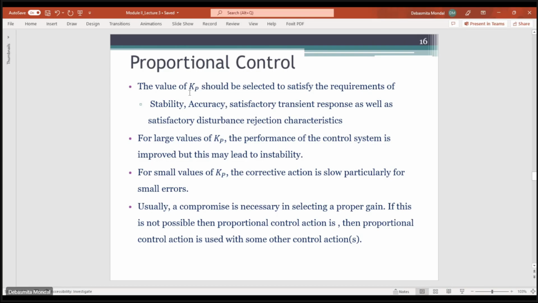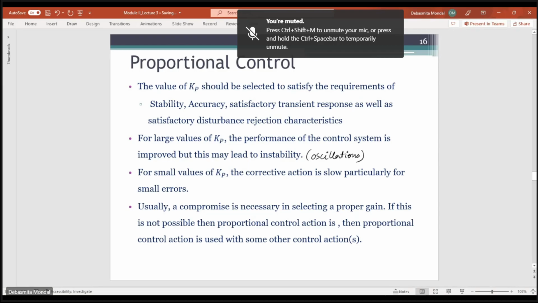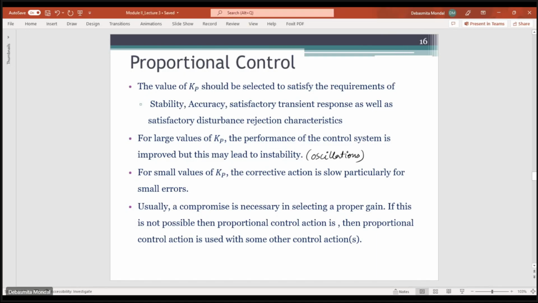If you have a higher value of Kp, in general the performance of the control system is improved, but since it leads to more oscillations, there can be instability. Instability is basically due to oscillations. But if you have a lower value of Kp, then the corrective action provided will be very slow, and the response time will be more. So usually you need to do a compromise while selecting the proper Kp.